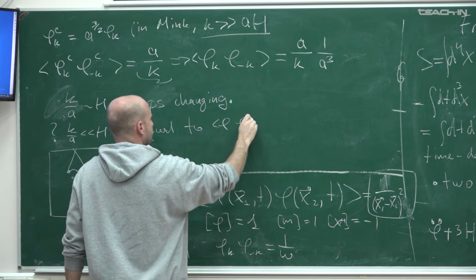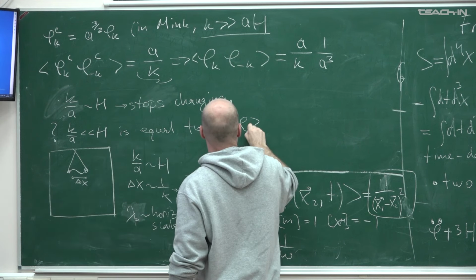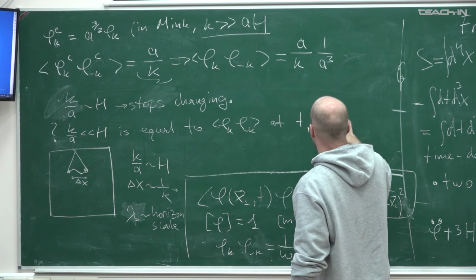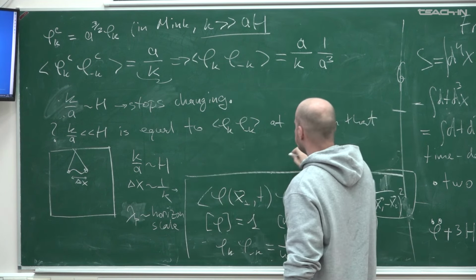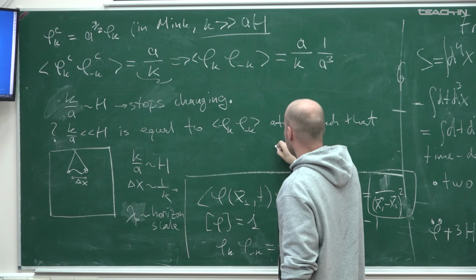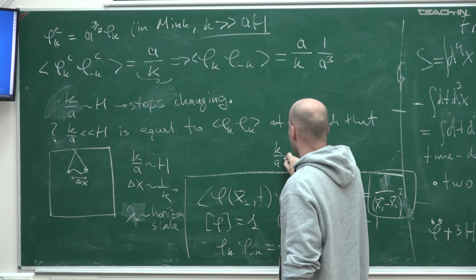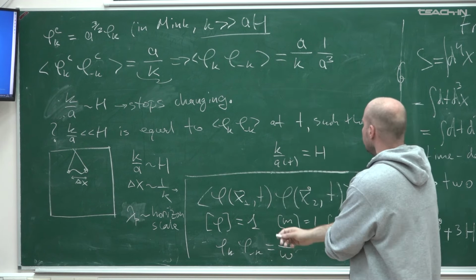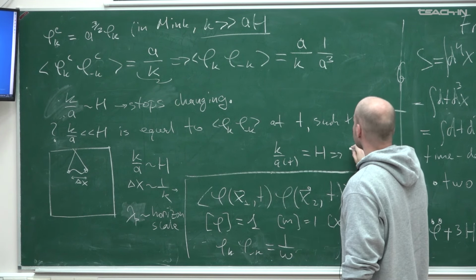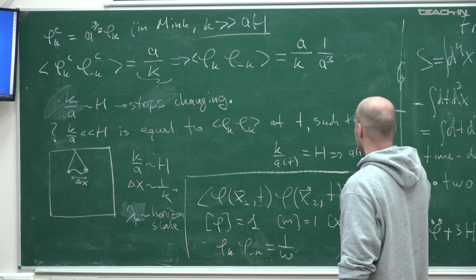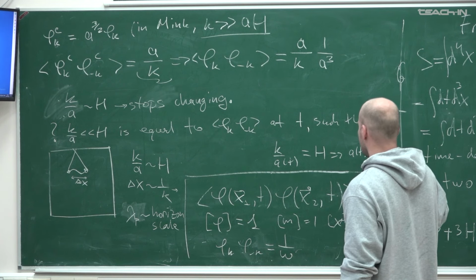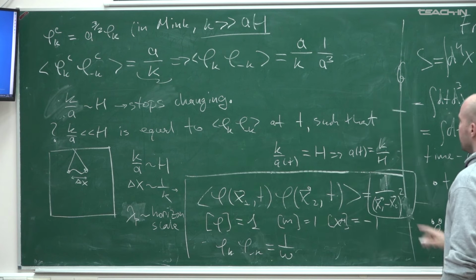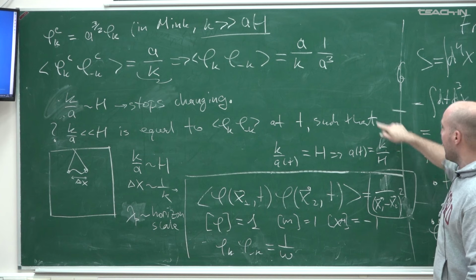Phi K, phi minus K at T such that K over A of T is equal to H. Meaning A of T equals H to K over H. So all that's needed is to plug in a of t equal k over h into this equation.